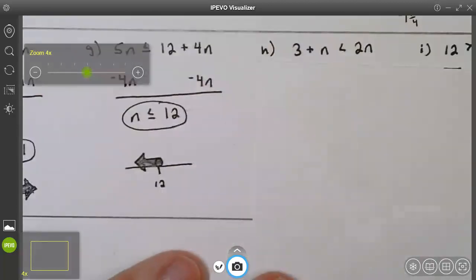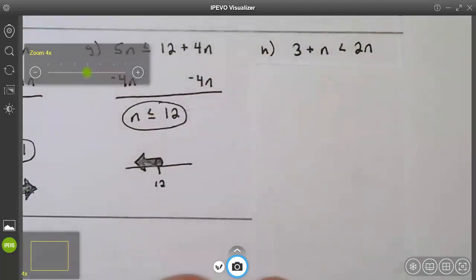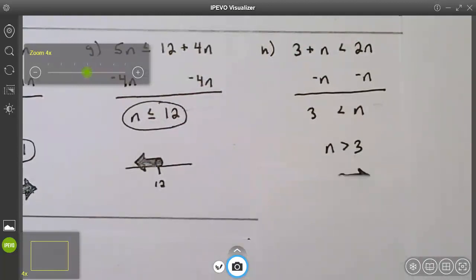Let's look at another one. On H, both sides are simplified. To get the variable on one side, I subtract n from both sides, which gives me 3 is less than n, which I can rewrite n is greater than 3. That would be open circle to the right over the 3. I did not multiply or divide both sides by negative, so I did not have to flip my symbol.